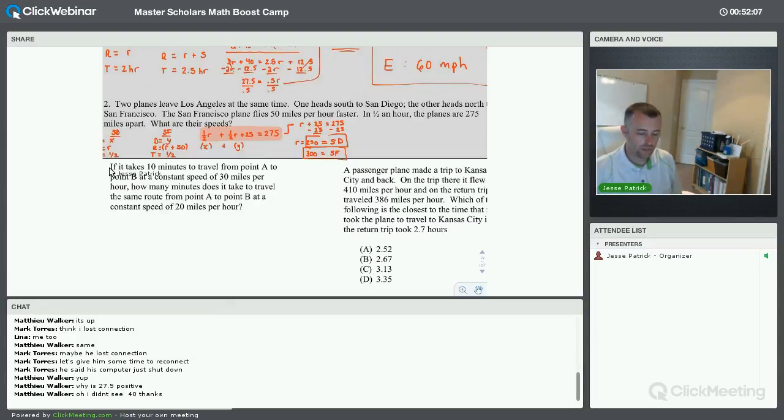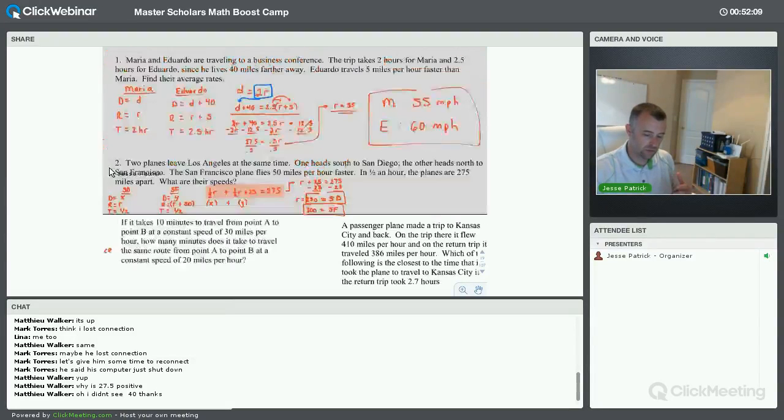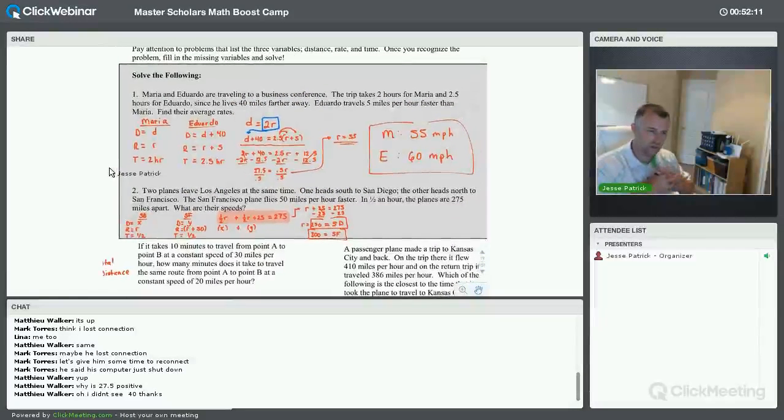Okay. So that's your distance, rate, and time. Again, for the most part, you're going to see that first type of example. But I'm just getting you ready for everything. The test is still new. I've only seen a couple of them so far.